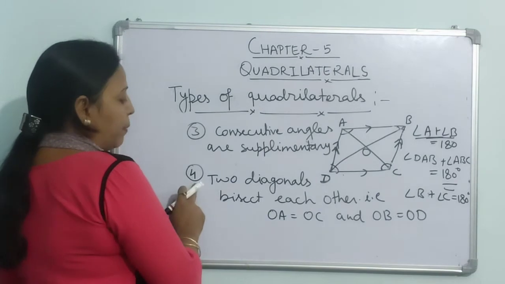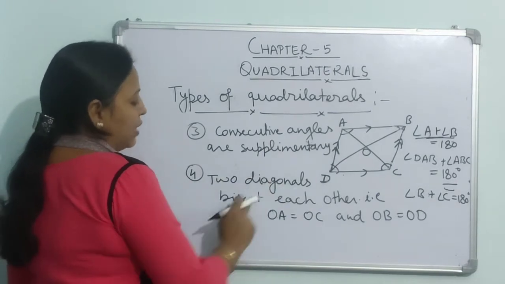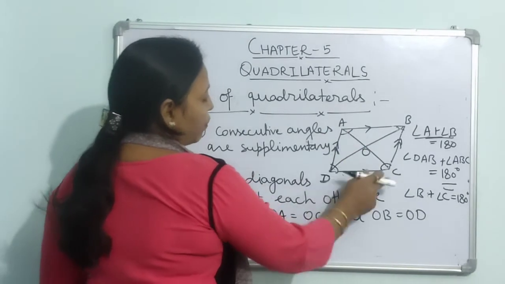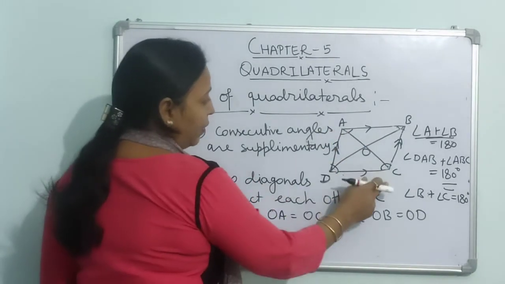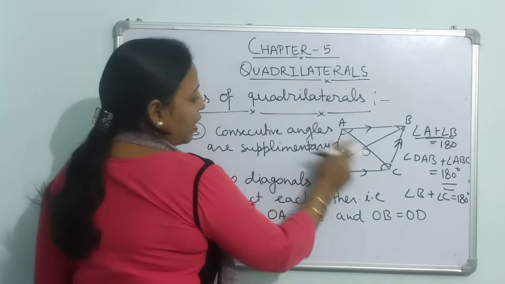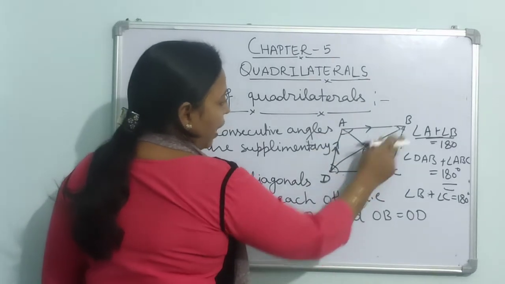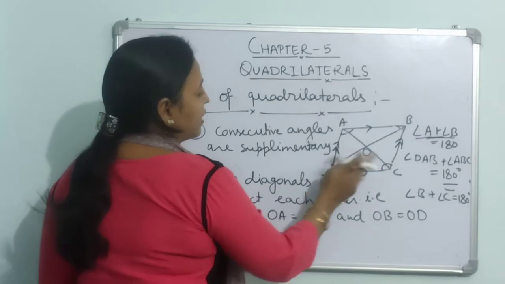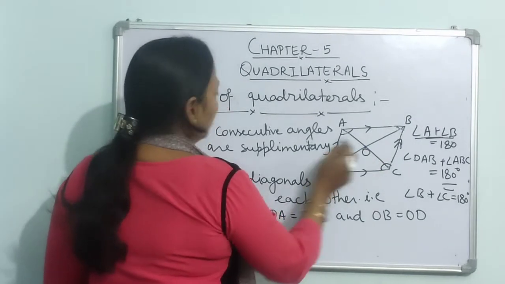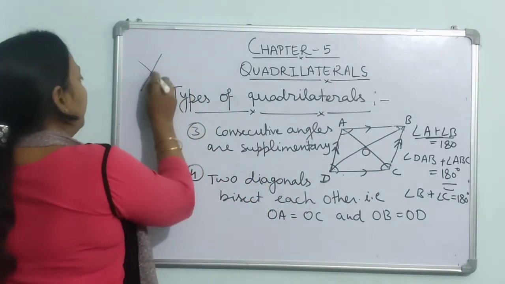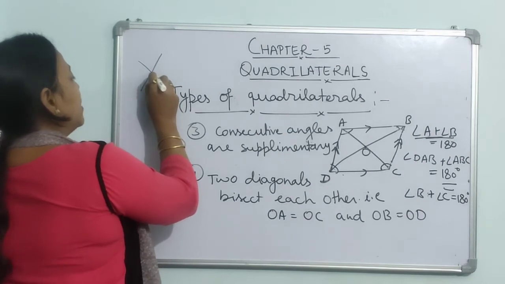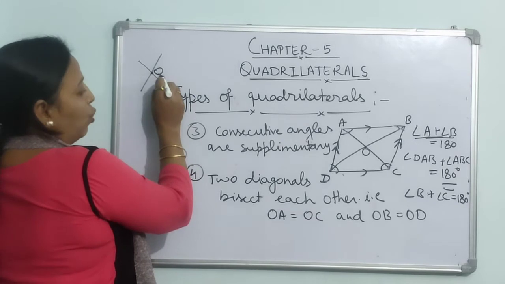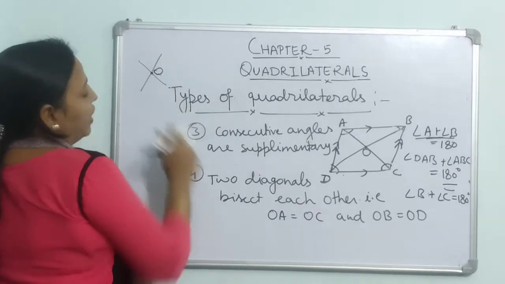Now the fourth property is that the two diagonals bisect each other. Here these are the two diagonals. What is the name of the diagonals in this case? AC and BD are the two diagonals, and these two diagonals intersect at a point O. The point where they meet each other is known as the point of intersection. So here these two diagonals are meeting at O. So this is the point of intersection.